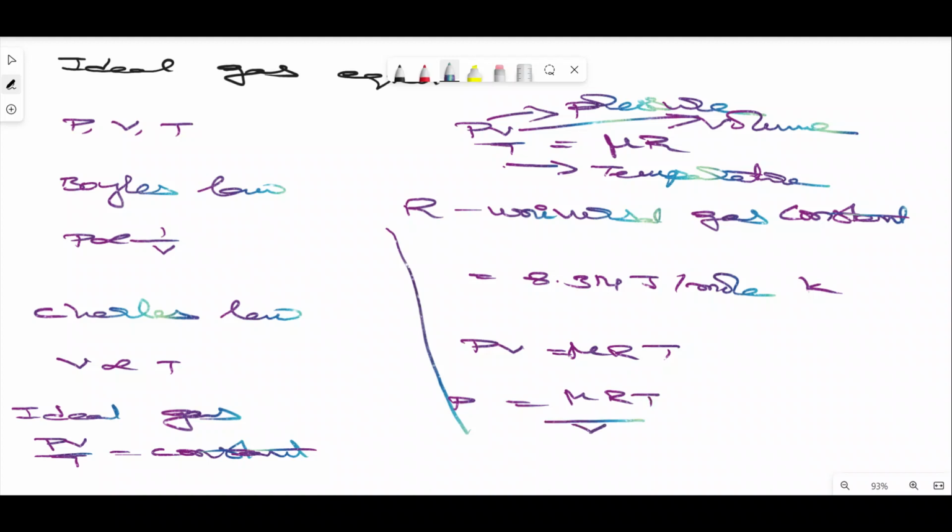From this, the pressure can be represented as mu RT by V, where we had seen that mu is equal to N by N suffix A, as well as mu is equal to M by M suffix A. So now we are going to replace mu with N by N suffix A. Before going to discuss this, just take a screenshot.